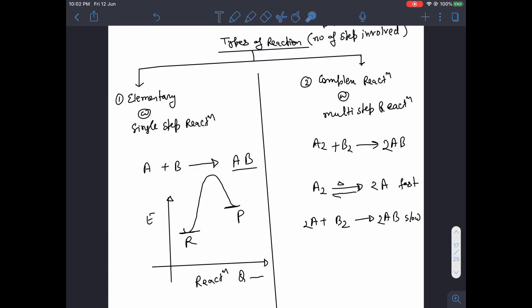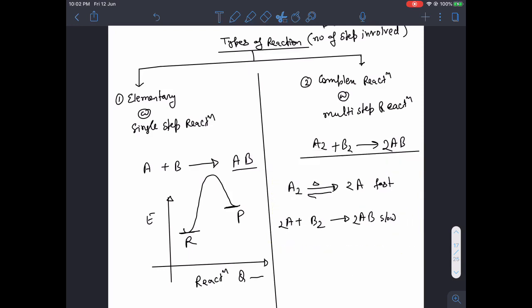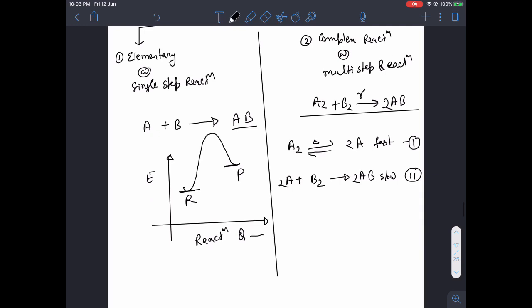Anyway, now coming to the complex reaction guys. A complex reaction is one which completes in more than one step. For example, this is a particular reaction which I have taken, which is a complex reaction, but it is given that it is occurring in two different steps. Step number 1, which is shown here, is fast but reversible, and step number 2, if you see here, is slow, kinetically slow.